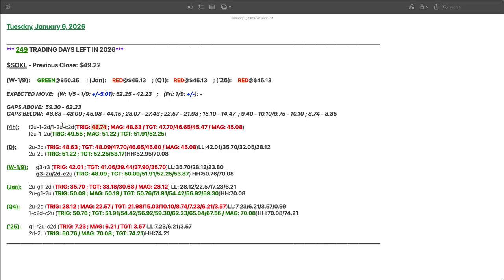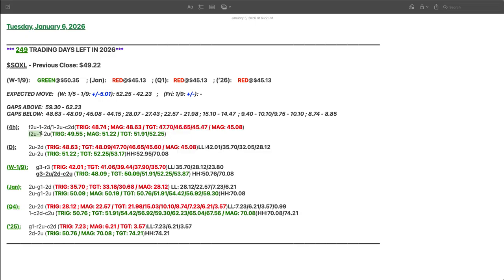So 48.74 triggers this 2 up 2-1-2. The magnitude of that move is 48.63, so just 9 cents in that move. But that then triggers a 1-2 up combo 2 down with a magnitude of 45.08. Now, because that's such a large move in the face of the move up that we've made, I've set these levels here as possible bounce points, or essentially levels where the 4-hour can make a higher low.